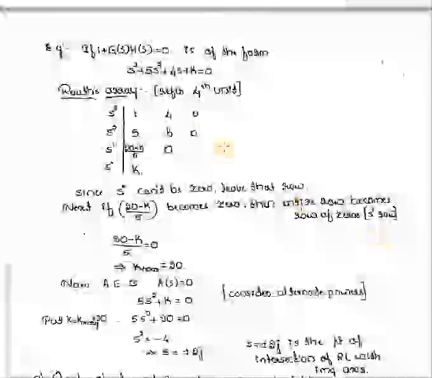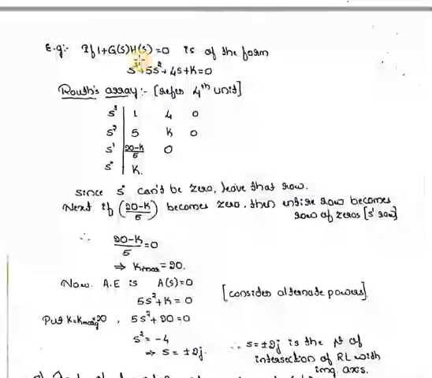For example, if this is the characteristic equation, first you need to construct the Routh array. Here s cube is the highest degree, so s cube, s square, s raised to 1, s raised to 0. First, write the coefficient of s cube. Then in the second place, you need to write the coefficient of s. Skip this s square, write the coefficient of s. Then further you don't have anything, so you can write 0.